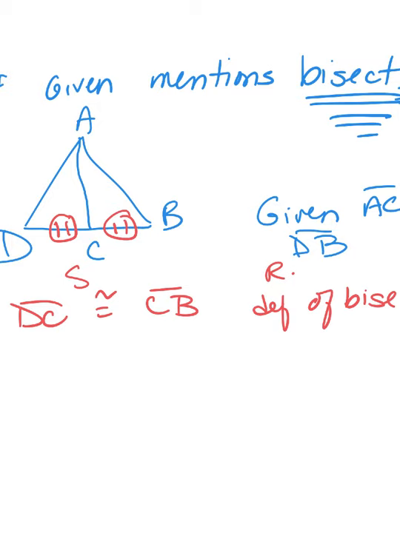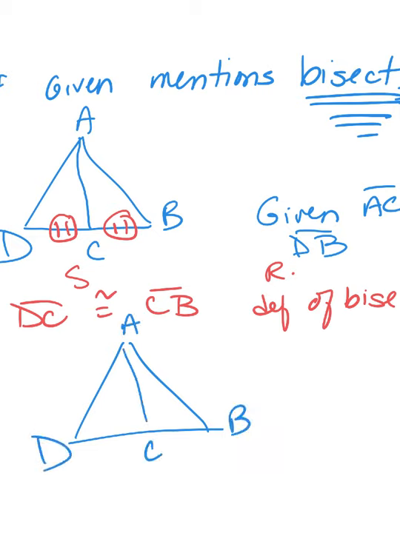Let's say we have the same picture, and the given says AC bisects angle DAB. What can we conclude there? That this angle is congruent to that angle, because if it bisects an angle, it cuts it into two equal pieces. When you see the word bisect, you've got to figure out what two pieces are equal to each other, because that'll give you another clue to get to the end.